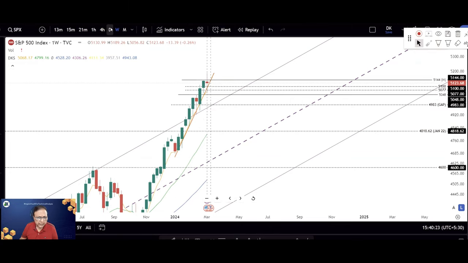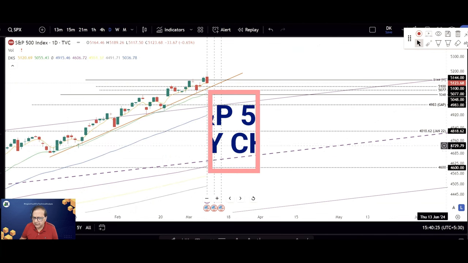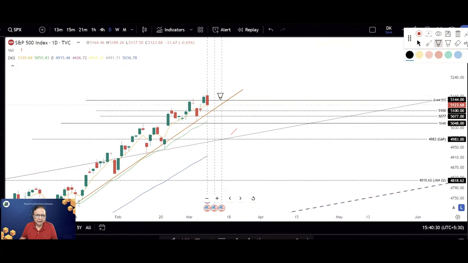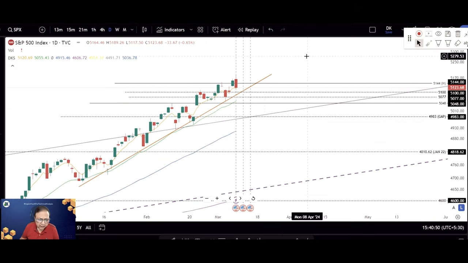Now let us go to the daily price chart. What we can see, during the last trading session, there is a sudden fall in the market. During the last trading session itself, the S&P 500 fell by 0.65%. And there is a formation of a bearish engulfing candlestick pattern over here. So it's a weakness in the market suggested by the candlestick pattern.